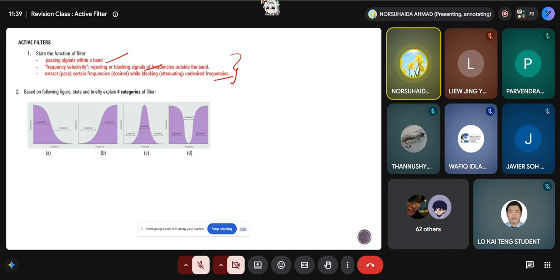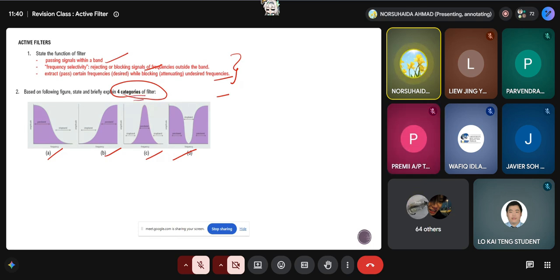Okay, next is question number 2. Based on the following figure, state and briefly explain 4 categories of filter. So I'll put here first, second, third, and fourth. Basically we have the low pass, high pass, band pass, and also band stop filter. This is the 4 categories of the filter that we have.